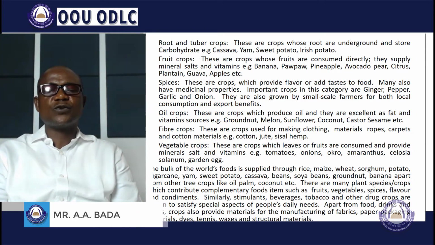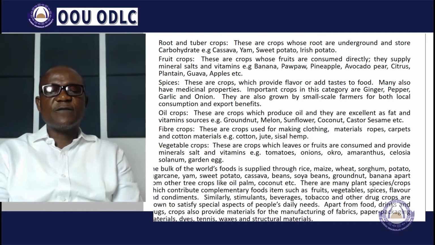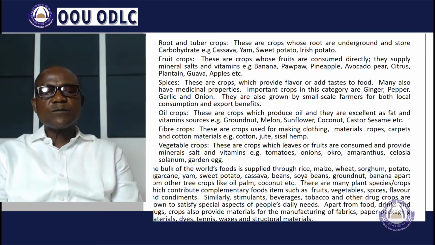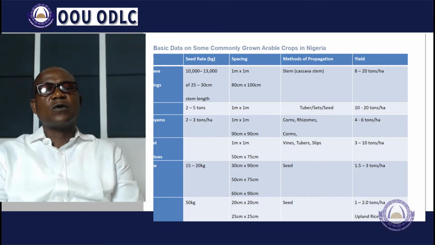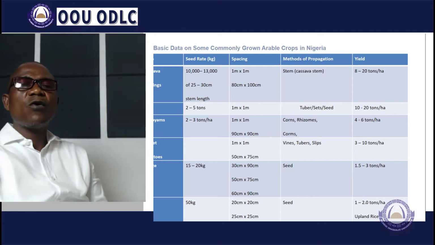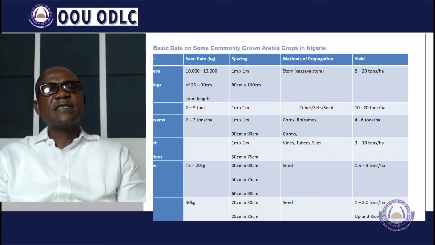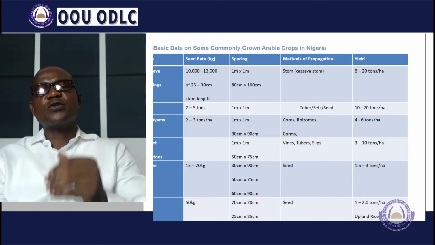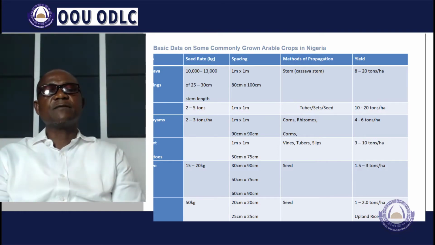There are many plant species or crops which contribute complementary food items such as fruits, vegetables, spices, flavor, and condiments. Some crops are, however, specially grown to provide food for farm animals, while others are used for recreational sites, ornamental landscaping, and aesthetics. Basic data on some commonly grown arable crops in Nigeria. These will be treated under the following heads. The crops are listed, the seed rate, the spacing, the method of propagation, and the yield.